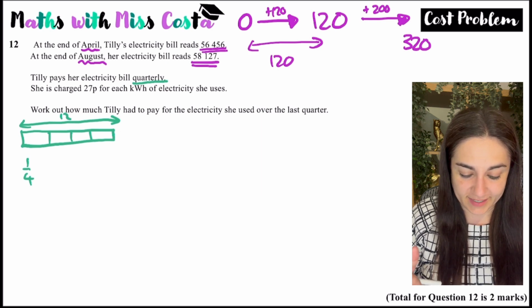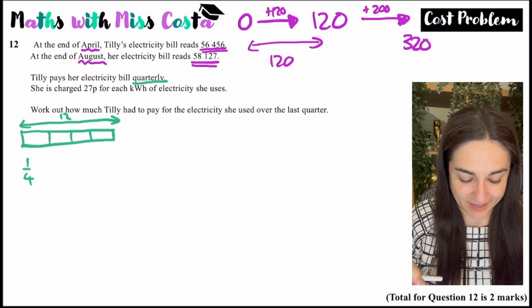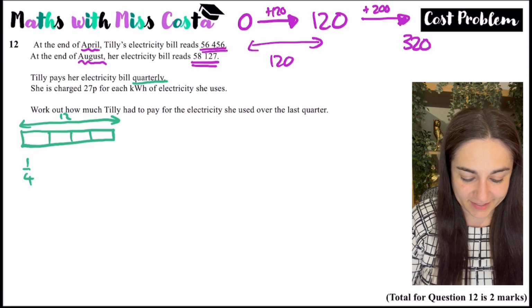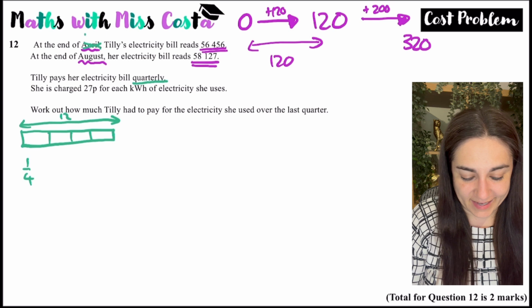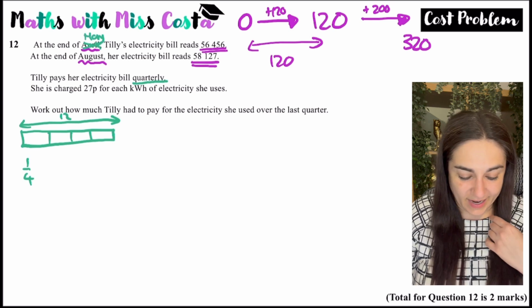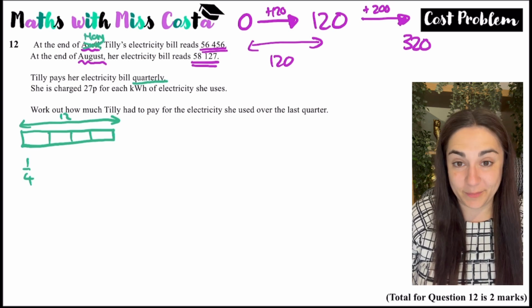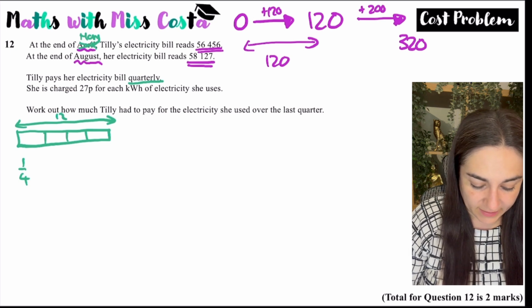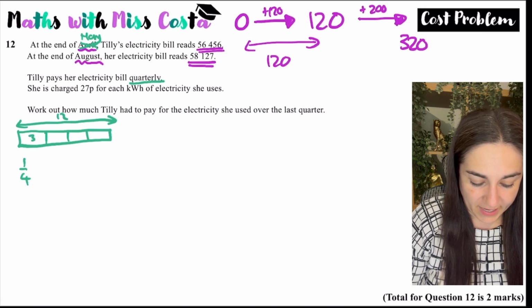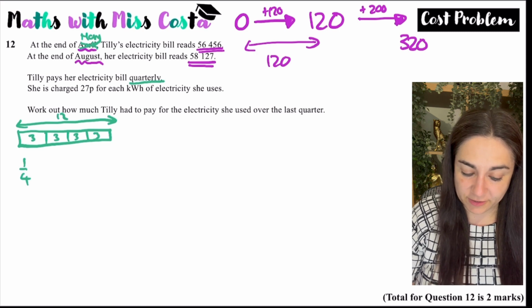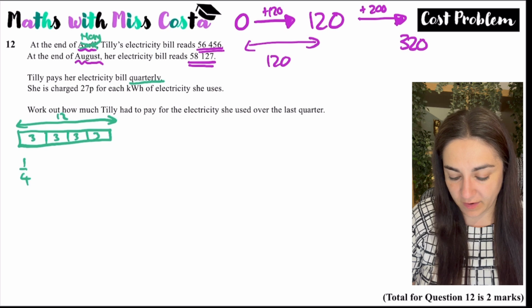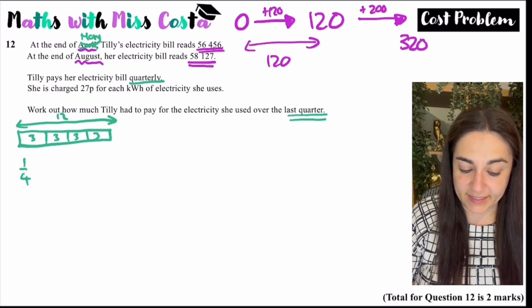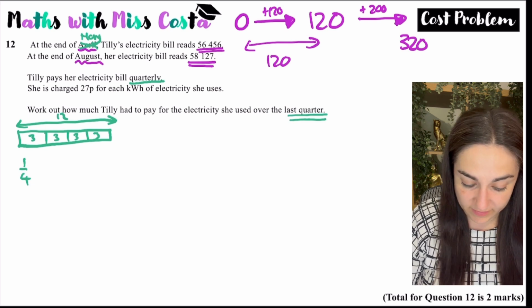So this question is actually wrong because it should be every 3 months. For the purpose of this question, let's say that that is May. Anyway, 12 split into 4 is 3, so every 3 months you pay the bills. Tilly pays her electricity bill quarterly, and you need to work out how much she had to pay for the electricity she used over the last quarter. That means essentially what was the difference between the 2 meter readings.